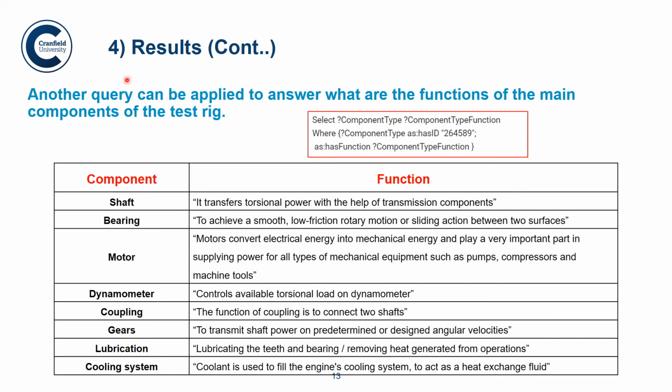Another query can be applied to answer what the functions of the main components of the test rig are. This table shows the results of a query to identify the functions of the main test rig components. This query can be useful to a maintenance engineer in order to link faults to functional impacts, as shown in this table. For example, take the main component coupling. The function of the coupling is to connect the shaft.